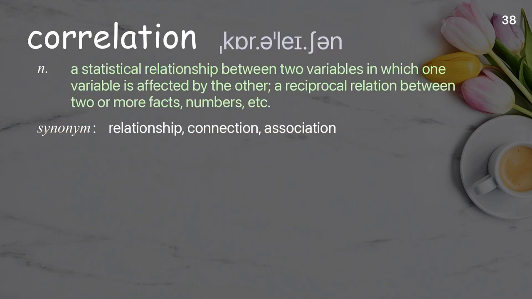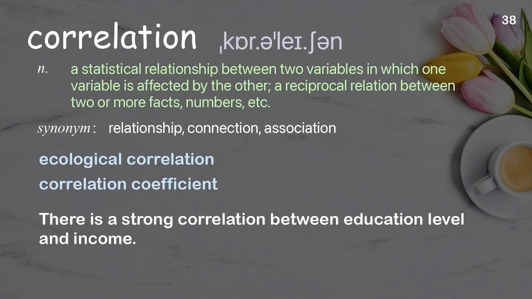Correlation. A statistical relationship between 2 variables in which 1 variable is affected by the other. A reciprocal relation between 2 or more facts, numbers, etc. Examples: ecological correlation. Correlation coefficient. There is a strong correlation between education level and income.